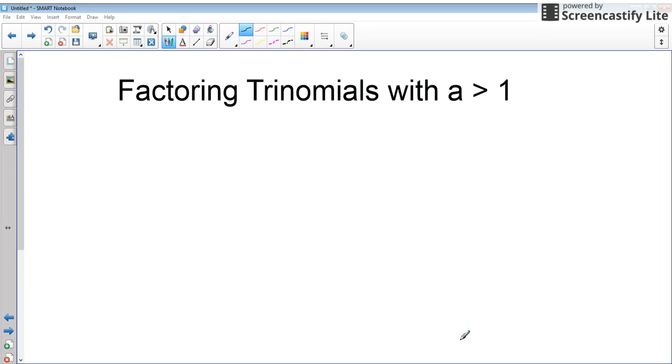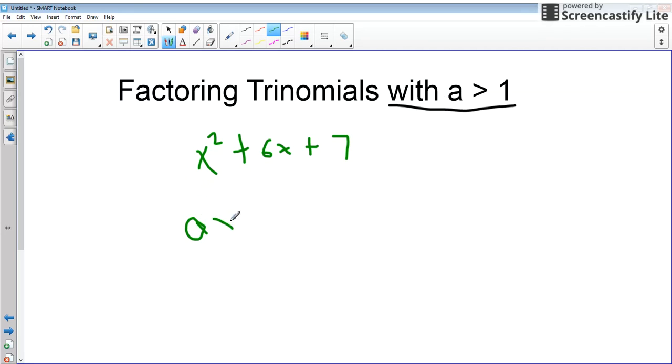Now, the first thing you should keep in mind here is what I mean by factoring trinomials with a greater than 1. Can you give me an example of a trinomial with a greater than 1? Well, if you said something with three terms like x squared plus 6x plus 7, you're halfway there, because that's a trinomial. However, a is actually talking about the first term, because this is ax squared plus bx plus c in standard form.